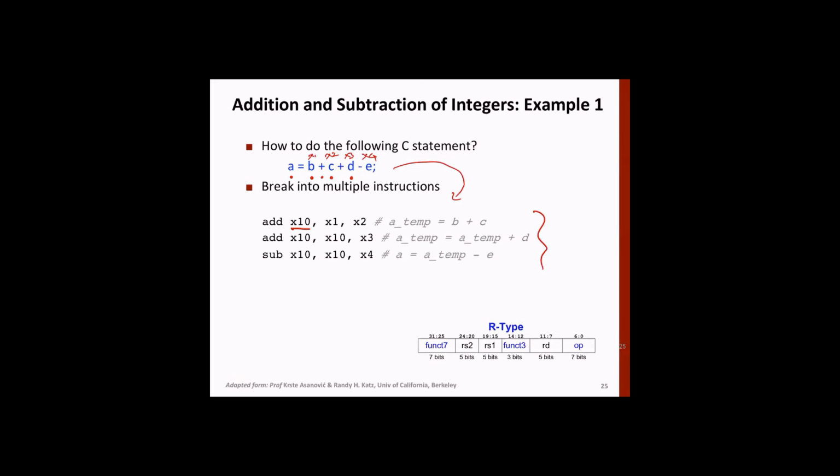X1 and X2 are added. So B plus C are added and then moved into a temporary X10. Now B plus C, this we have done and it's available in X10. Now we have to add to this one D. So we can say add to X10 the value of X3, which is D, and move the value into X10.